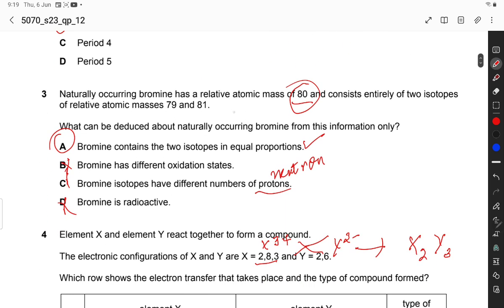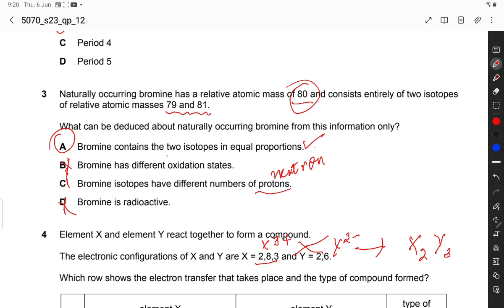Naturally occurring bromine has a relative atomic mass 80 and consists entirely of two isotopes of relative atomic masses 79 and 81. So these are the two isotopes of bromine, and the relative atomic mass is 80. What can be deduced about naturally occurring bromine from this information only? Bromine contains the two isotopes in equal proportions.